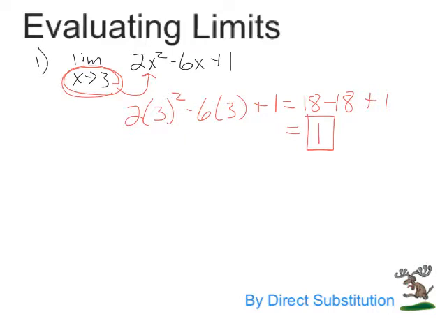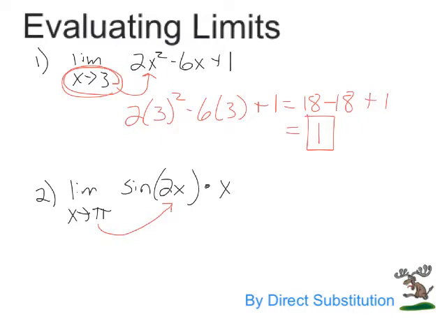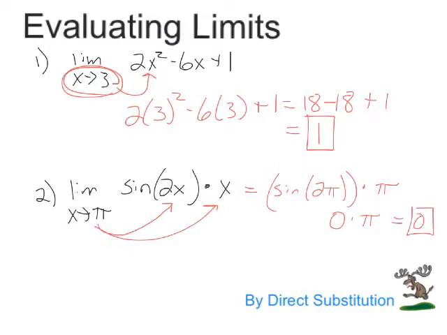Taking a look at a second example, we'll just say the limit as x goes to pi of sine of 2x times x. So here we try direct substitution. We're going to plug pi in for any occurrence that we have x, and we get sine of 2 pi, and we take that quantity and we multiply it by pi. Sine of 2 pi we know is 0, and 0 times pi is equal to 0. So that's our answer.